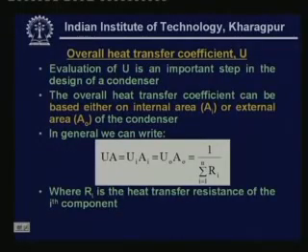So first, as I have already mentioned, in order to estimate the area we have to first find out the overall heat transfer coefficient U. So evaluation of U is an important step in the design of a condenser. The overall heat transfer coefficient can be based either on internal area Ai or external area Ao of the condenser. And in general we can write the product UA, that is equal to Ui Ai, which is equal to Uo Ao, which is nothing but 1 by summation of Ri, from i equal to 1 to n, where Ri is nothing but the heat transfer resistance of the ith component.